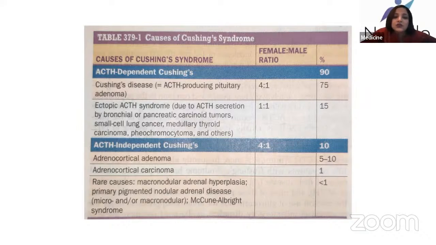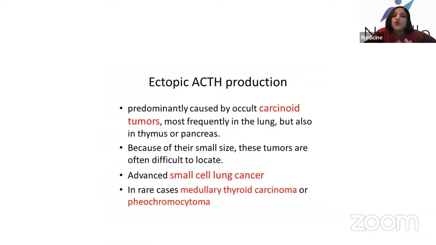Then what are the causes? It is your adrenocortical adenoma, or there can be very rare causes like macronodular adrenal hyperplasia. There can be bilateral adrenocortical adenoma, or there can be unilateral also. Okay, then what about ectopic ACTH production that we need to know?